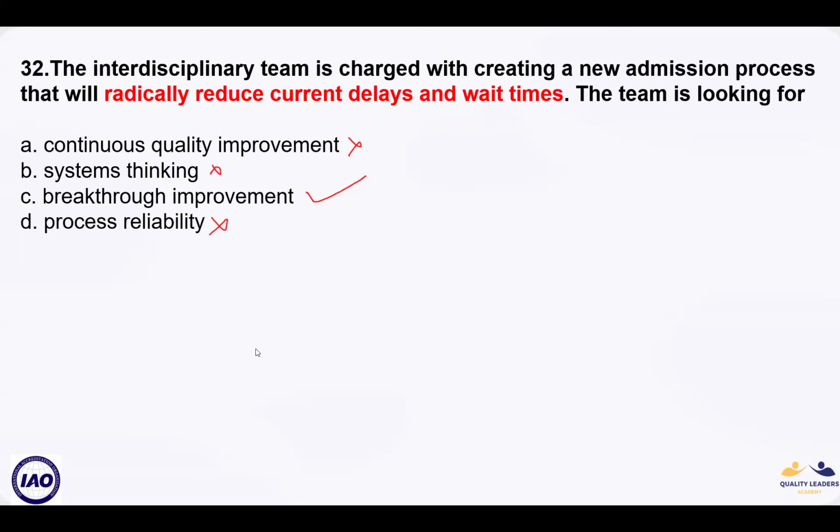In a way, for example, if I want to discuss what exactly breakthrough improvement is, let's say an admission process or a discharge process has multiple steps and takes somewhere around 3 to 4 hours, but a completely new, radically designed process reduces that wait time to something around 20 minutes and has only 3 to 4 steps. That's radically designed. That's a breakthrough improvement. That's not incremental. Okay. So here the right answer is C, breakthrough improvement.